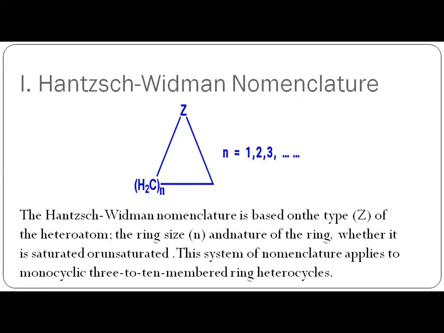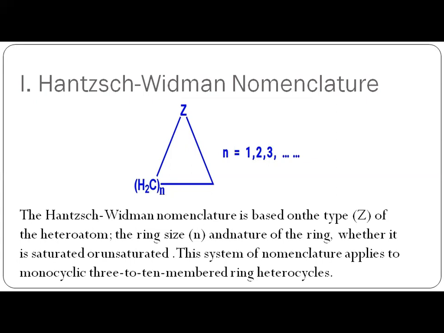Hantzsch-Widman nomenclature. This system provides a more systematic method of naming heterocyclic compounds that is not dependent on prior carbocyclic names. It makes use of the same heteroatom prefix defined above, followed by a suffix designating ring size and saturation. As outlined in the tables, each suffix consists of a ring size. First, we are going to see the ring size of the compound.